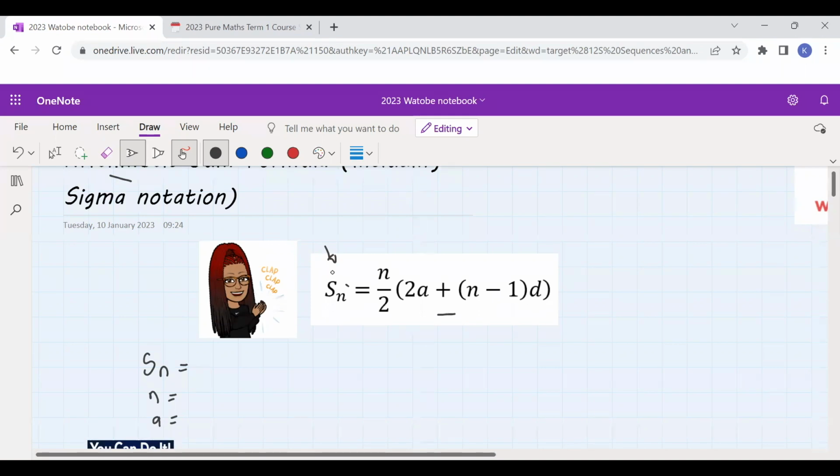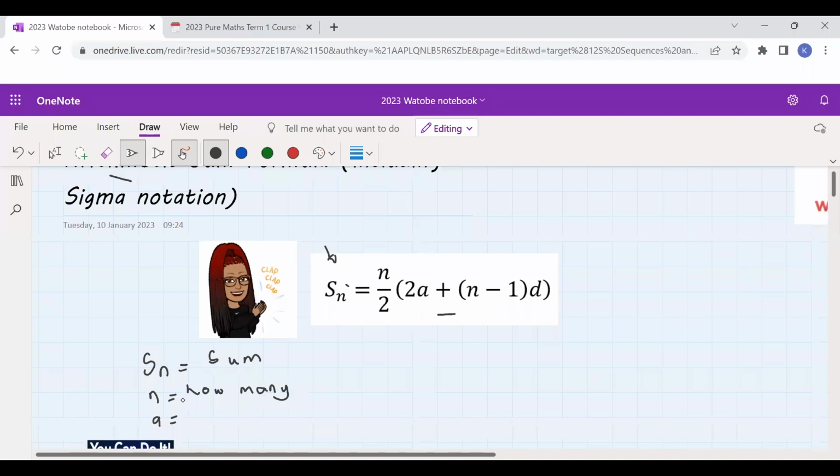Okay, so Sn is obviously the sum. N would stand for the position or how many. I would say position, but in this case it would be how many we are adding or which positions we're adding. So if I say S50, we are adding the sum of the first 50 terms.